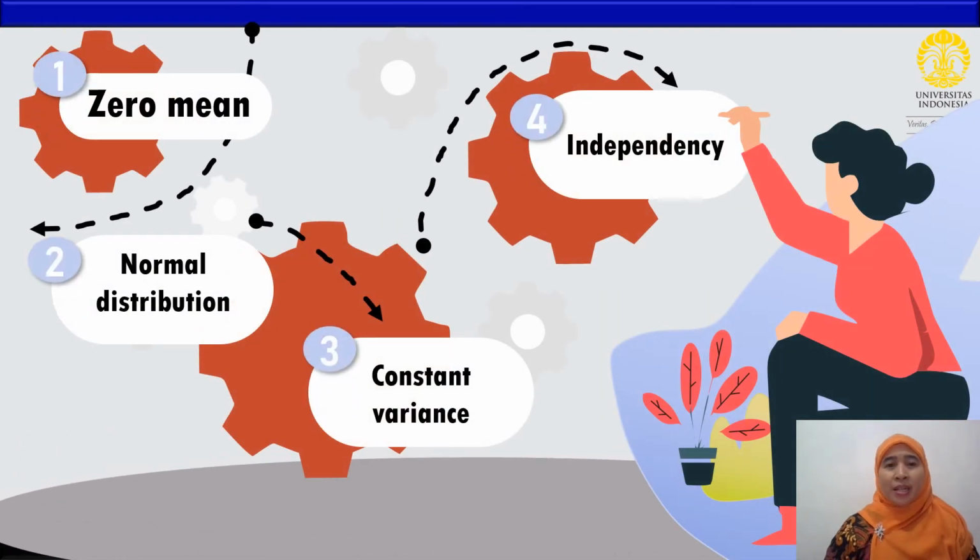For this week, we will learn about the model assumptions, which consist of four assumptions for the error. First is the zero mean assumption. The second is about the normal distribution assumption. The third assumption is about the constant variance, and the fourth assumption is about independence between errors.